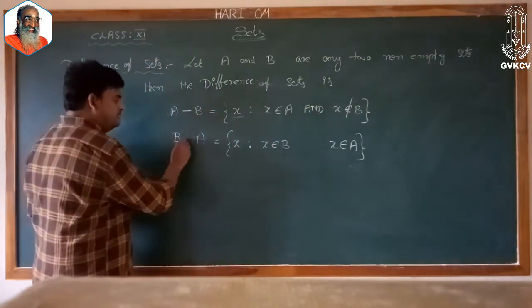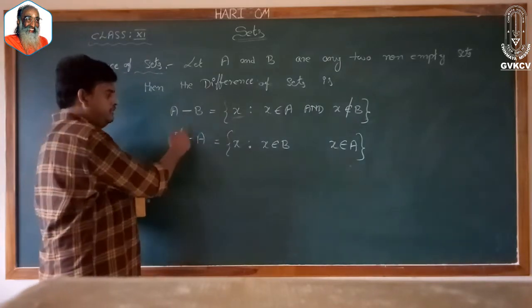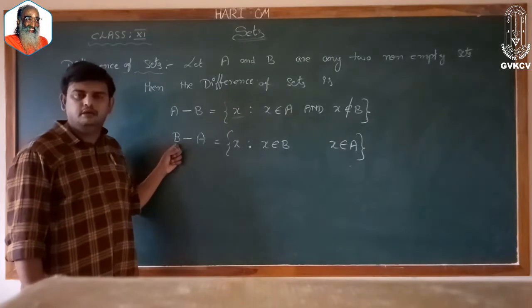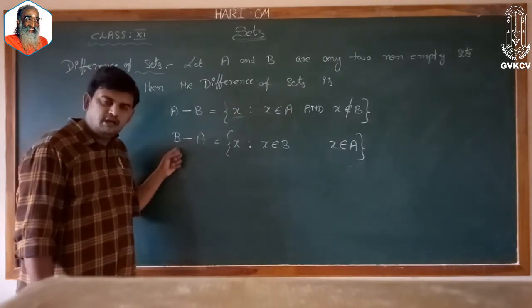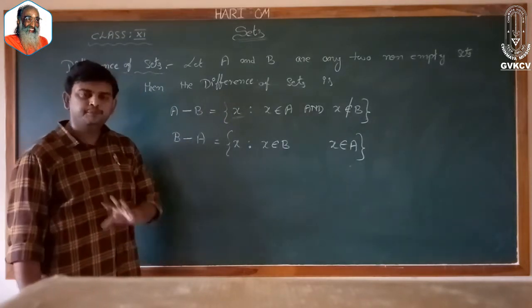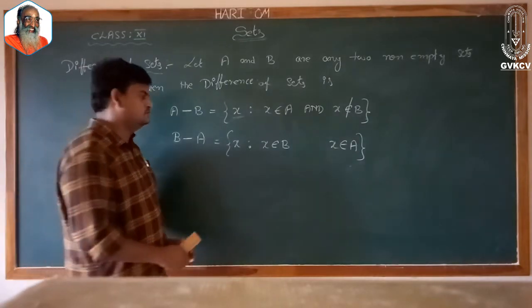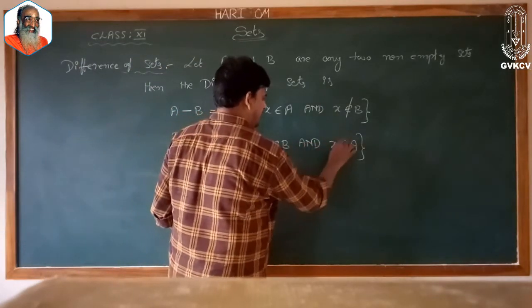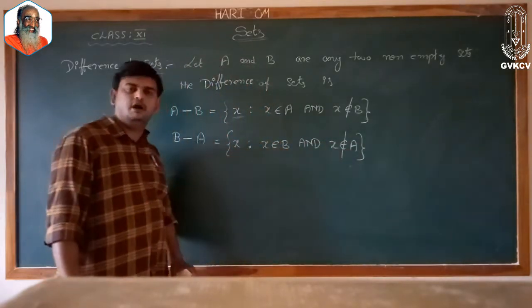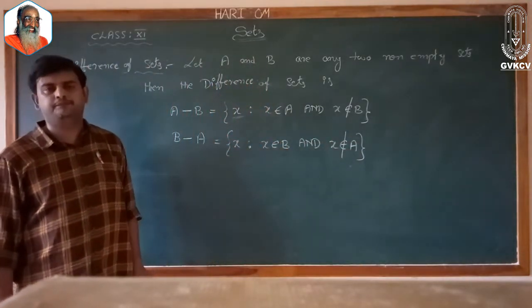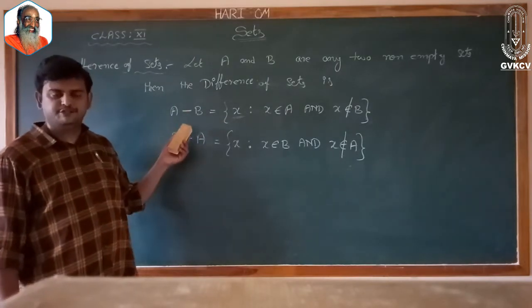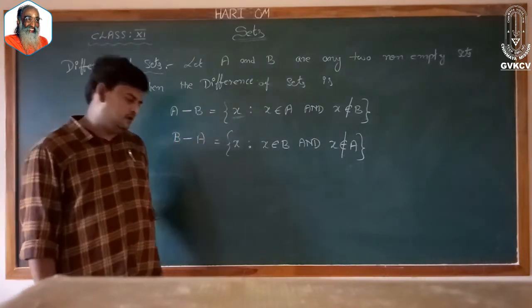Now let us come to B minus A. Like A minus B, what is B minus A? Now what is the first set? B. So the element has to be in set B but not in set A. So X belongs to B and X does not belong to A. This is about the difference of the sets A minus B and B minus A.